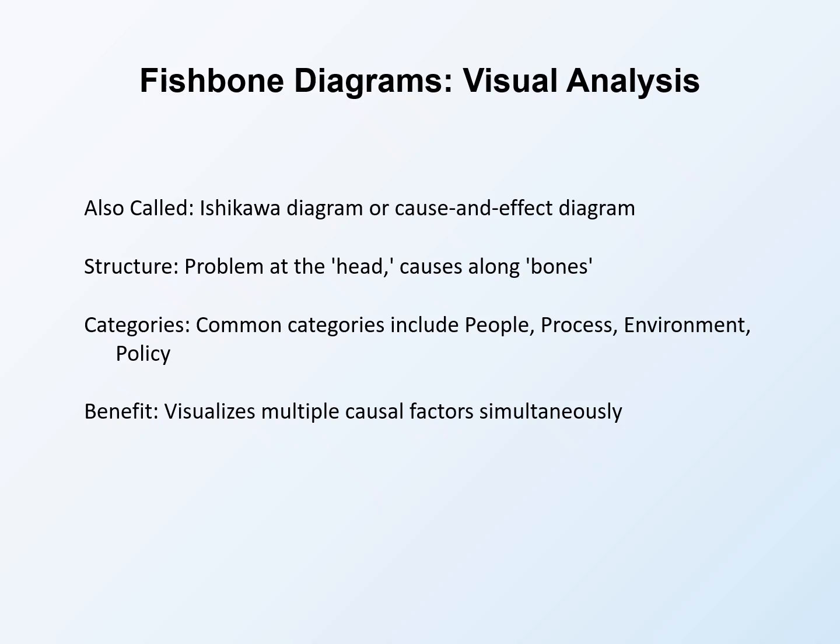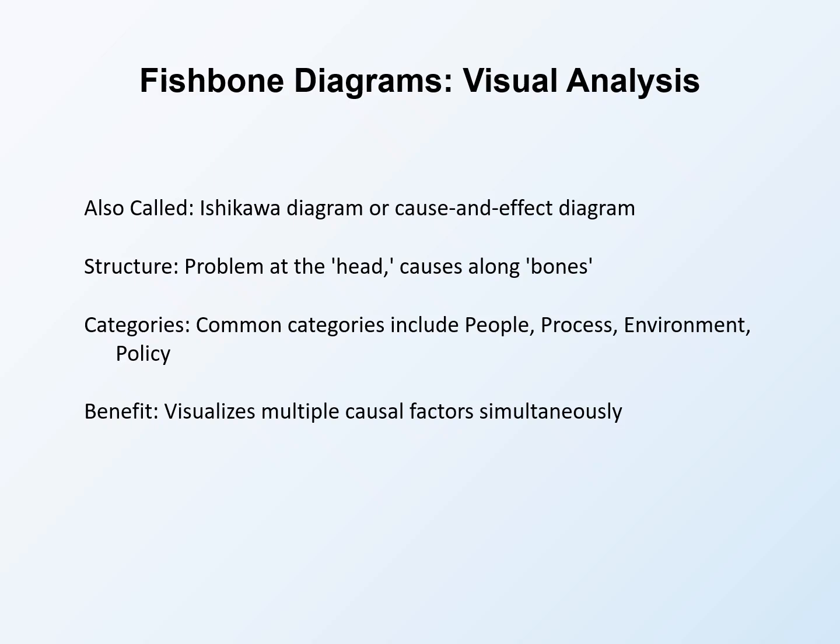The structure places the problem at the head of the fish, with major causal categories as bones extending from the spine. Subcauses branch off each main bone. Common categories for social problems include people factors such as skills, knowledge, attitudes, and behaviors, process factors such as procedures, workflows, and systems, environment factors such as physical conditions, geography, and infrastructure, and policy factors such as laws, regulations, and institutional rules. The benefit of fishbone diagrams is visualizing multiple causal factors simultaneously.